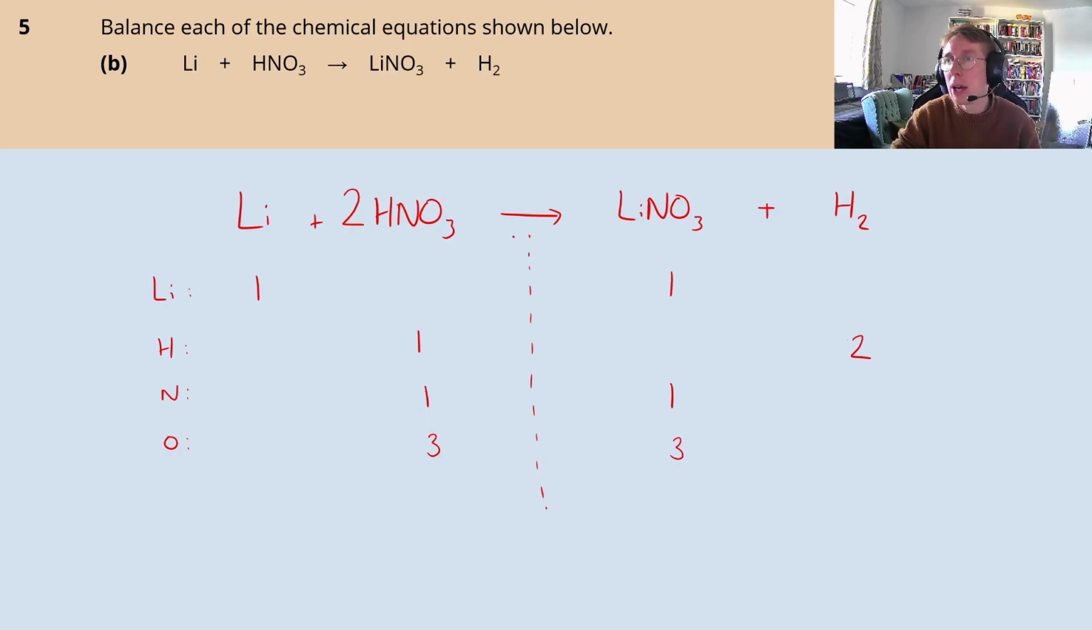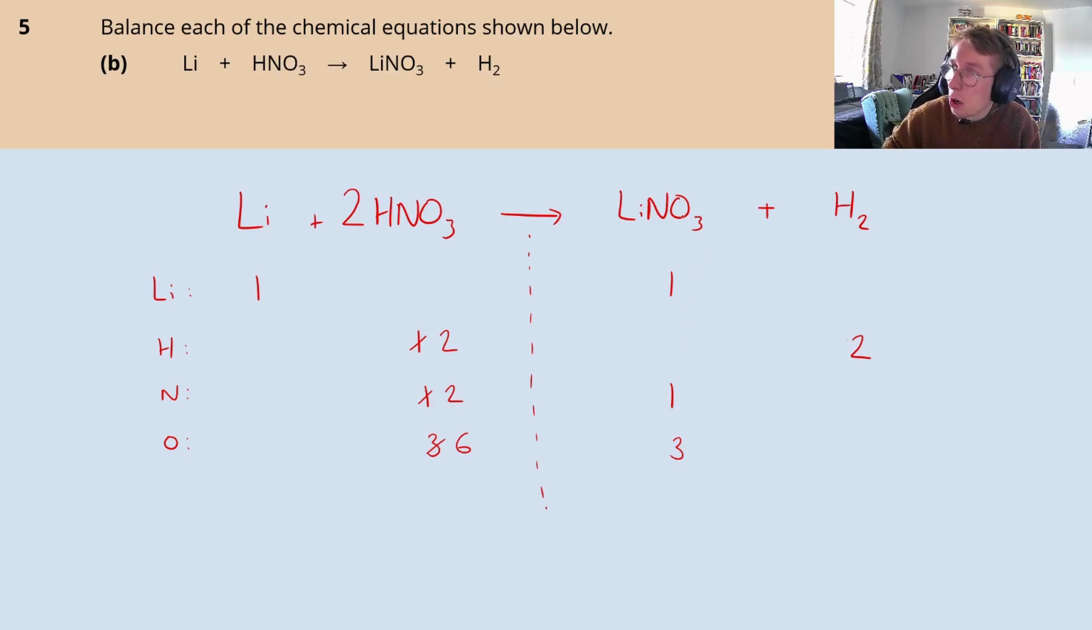in front of HNO3. So if I do that, I've now increased the number of hydrogens to 2, but I've also changed the numbers of some of the other elements as well. So now I've got 2 nitrogens in here, and I've got 2 lots of 3 oxygens, so 2 times 3, which is 6 lots of oxygens. Okay, so now our nitrogen and our oxygen is not balanced, so we need to do something about that.